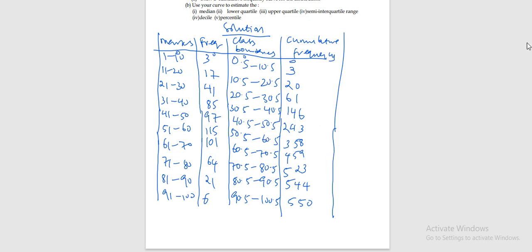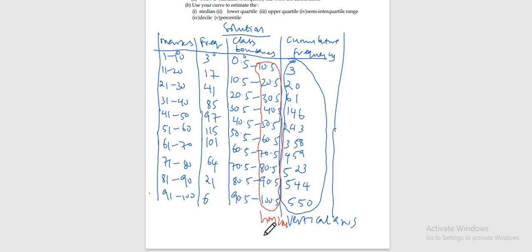Now let's plot this. We'll plot the cumulative frequency on the vertical axis. Then on the horizontal axis, we are plotting the upper class boundaries. I'll be showing you how to plot them shortly. So we are plotting this on the vertical axis, then this on the horizontal axis. So let's continue.